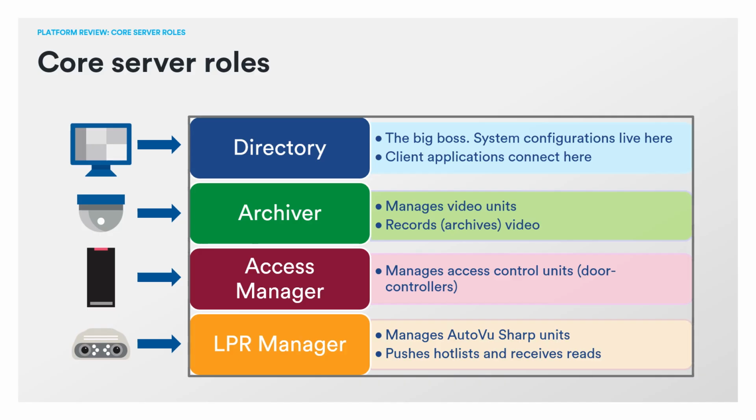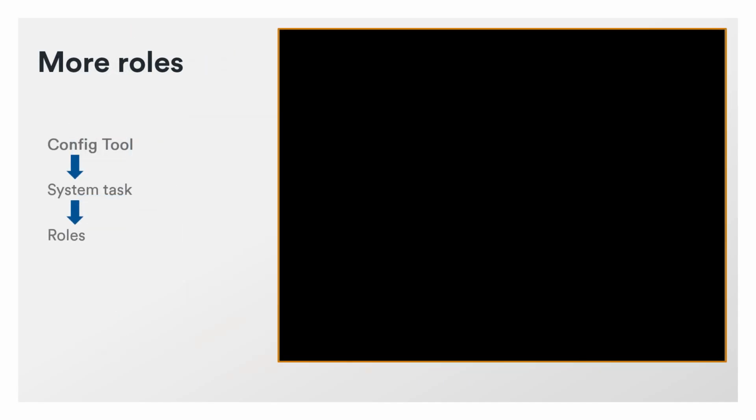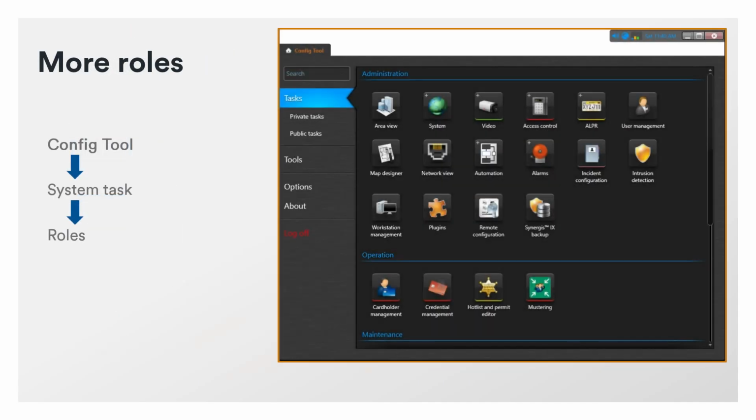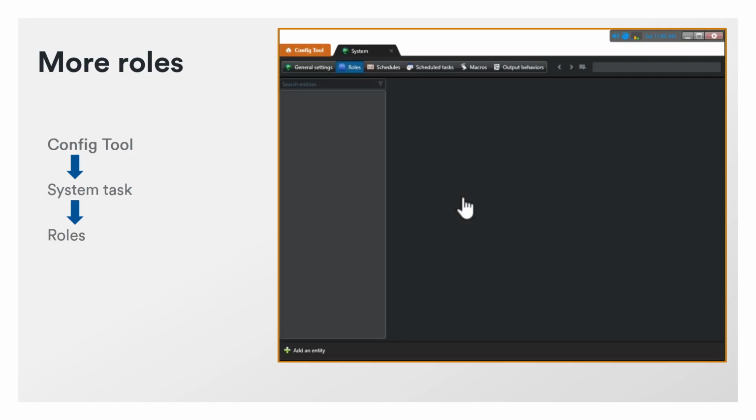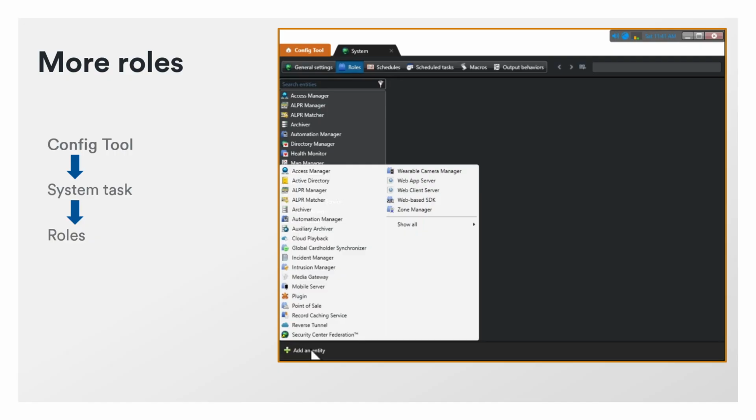Roles are very modular and can be added or deleted at any time. So if my system doesn't have any cameras, then I don't need the archiver role. If my system doesn't manage doors, I don't need the access manager role, etc. We can add, remove, or configure server roles in Config Tool, System Task, Roles. Whether I'm logged into a single or multi-server system, I'm now looking at a list of all the server roles running in this system, and I can click the Add an Entity button at the bottom to create a new server role. These are all the server roles that I can create and add to my system.